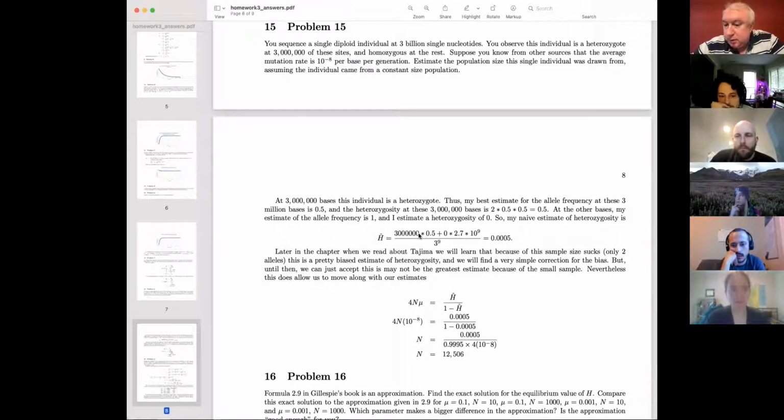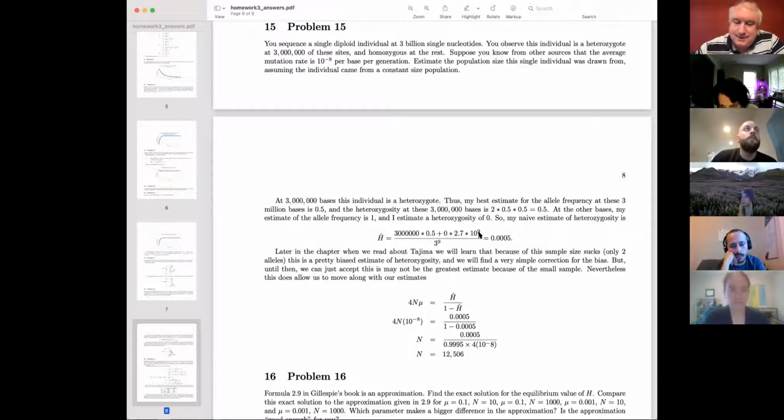Yep, go ahead. Can you explain why, when you were estimating, you put 3 to the 9th on the bottom? Because that's a typo. It should say 3 times 10 to the 9th. Pure typo. That should say 3 billion. I even read it as 3 billion. But it should say 3 billion, much like the top says 2.7 times 10 to the 9th.